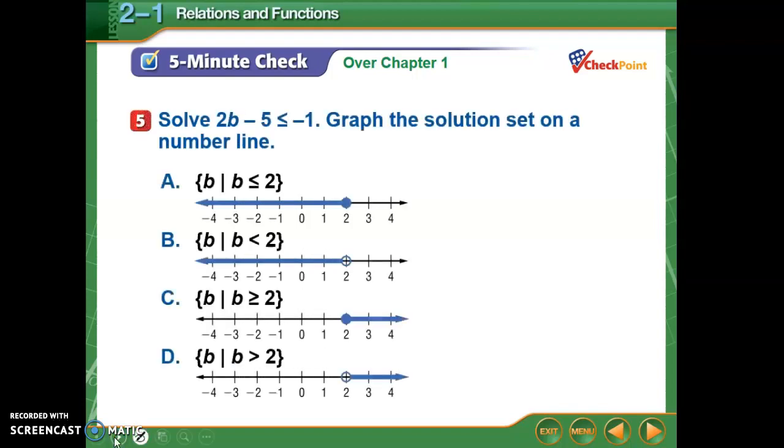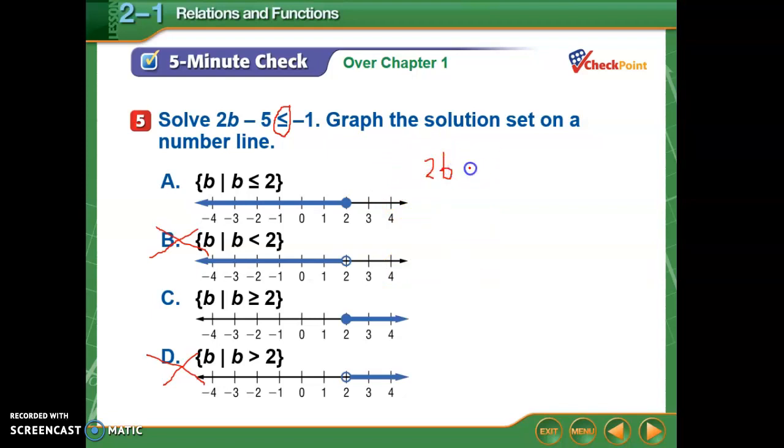Let's move on to the last one. Okay, solve 2b minus 5 less than or equal to negative 1. Graph the solution set on the number line. So remember, pay attention to your inequality. If there's a line at the bottom, that means closed circle. Okay, so you can already eliminate some of these because the circles are open. If there is no line there, that means circles are open. But there is a line, it's solid, so it's either A or C. Alright, let's work this out.